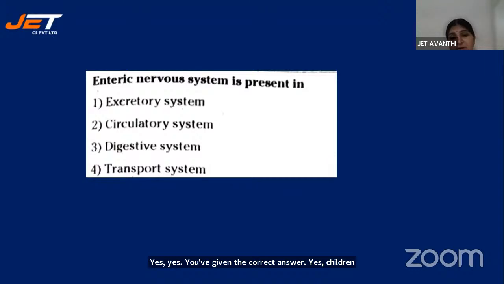So I was telling you about the peristaltic movements which are happening in the digestive system, which are regulated by the sphincter muscles. So again, it is an involuntary action.